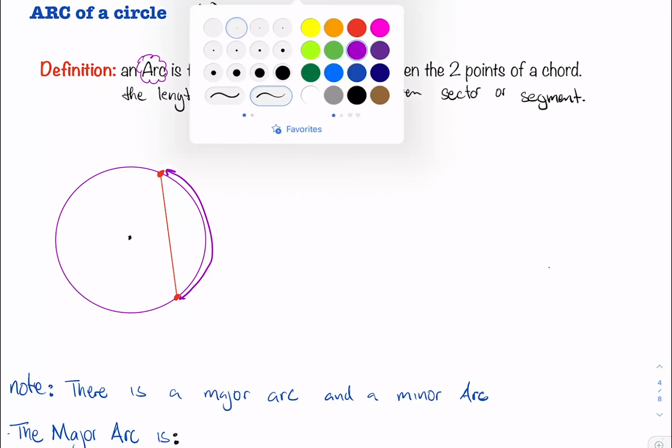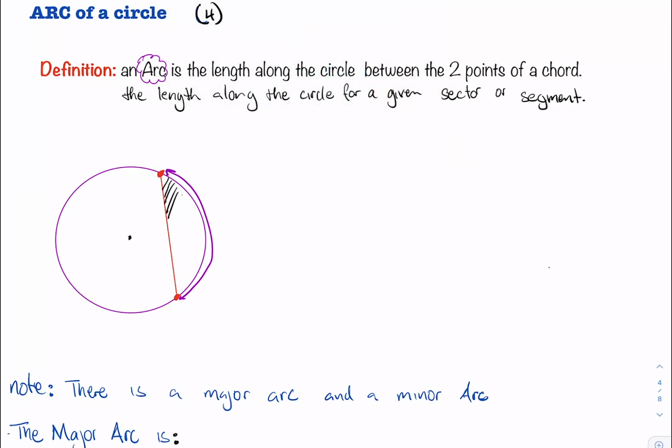Notice that we have this chord. We have our segment right here, which is a minor segment. If you watched the previous video, you would recognize this as the minor segment, and likewise, we could see that this is a minor arc. Notice from the definition, we can see that the length along the circle for a given sector or segment also defines the arc.